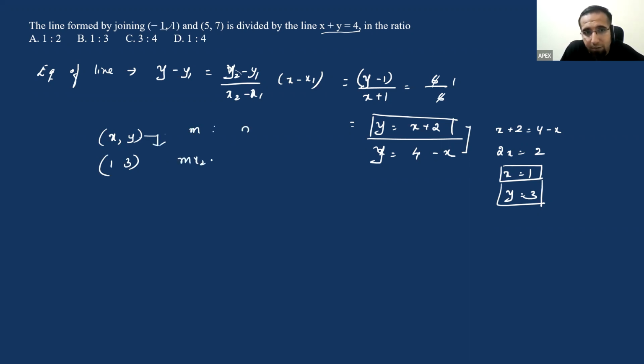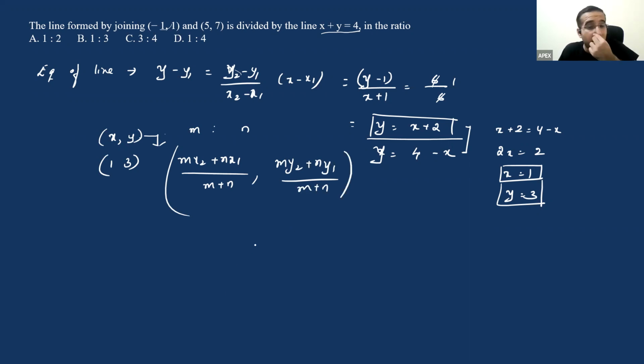What is the section formula? That is mx2 plus nx1 divided by m plus n will be the coordinate of x, comma my2 plus ny1 divided by m plus n will give you the coordinate of y. Clear? So what is mx2? I do not know the value of m and n from here. Clear? So x1 and x2 we can use from here directly.